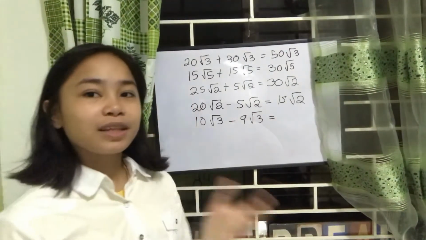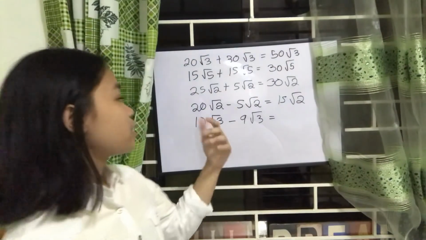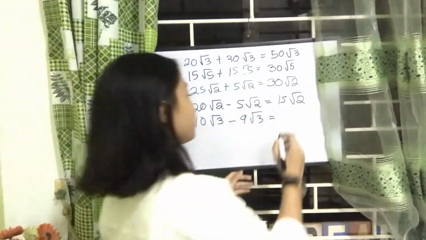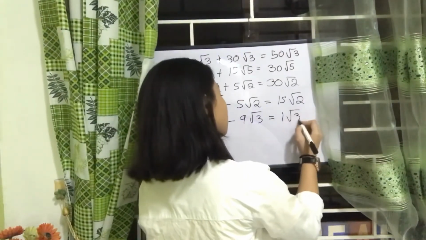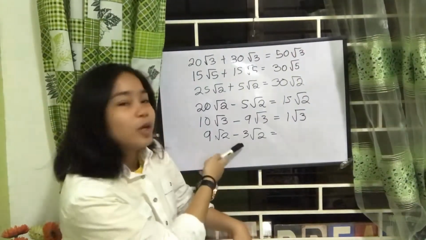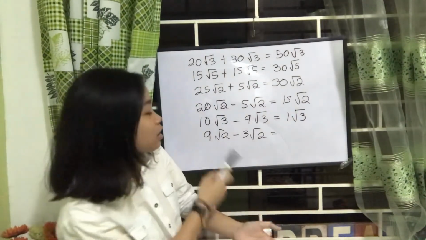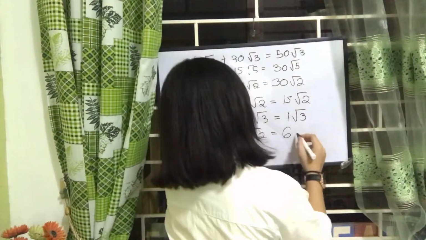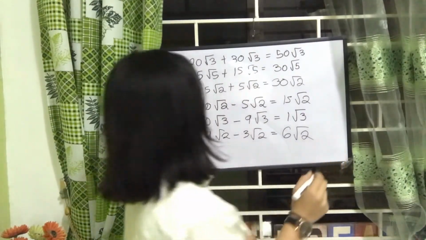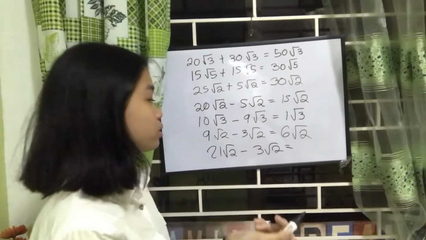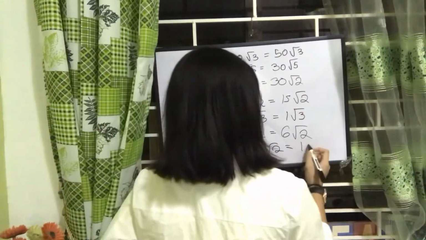So again, like the first ones, just leave the radicands and minus the outside numbers. So it will be 1 with the square root of 3. So 9 and 3, you will be subtracting it, and the two radicands will just stay the same. So it will be 6 with the square root of 2. 21 with the square root of 2 minus 3 with the square root of 2, that will be 18 with the square root of 2.